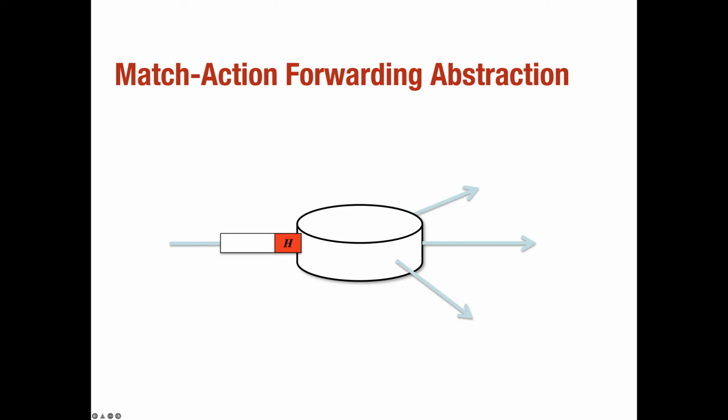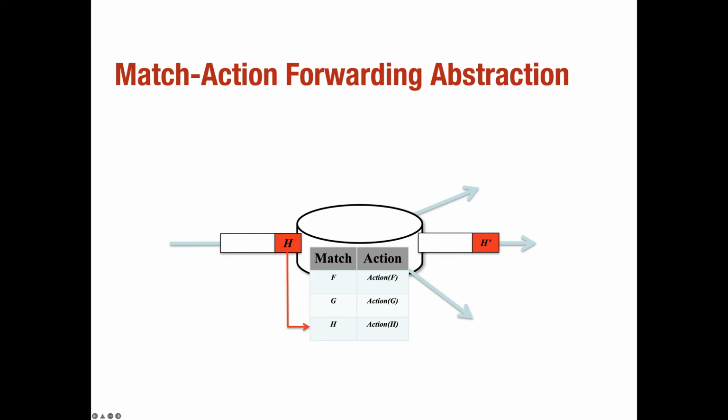So match action forwarding works like this: there is a packet coming in with some header, and then you have a table, the match action table. It will search for these expressions in the header fields. If the header is H, it will match on H, then whatever action is specified for this header will be applied. And then it will lead to some transformation of the original header and the packet will go out.